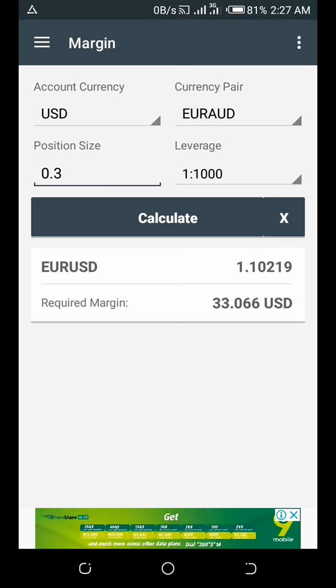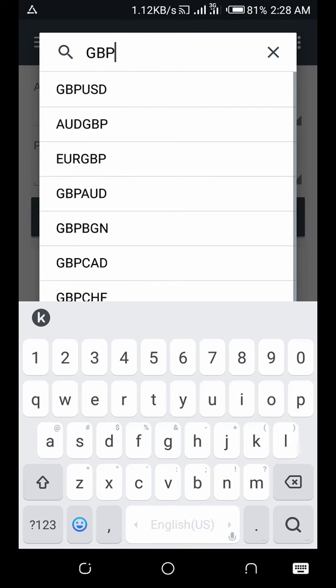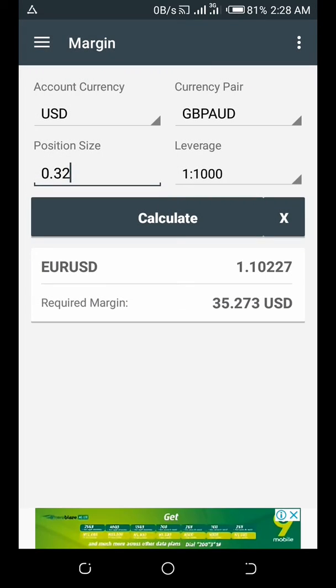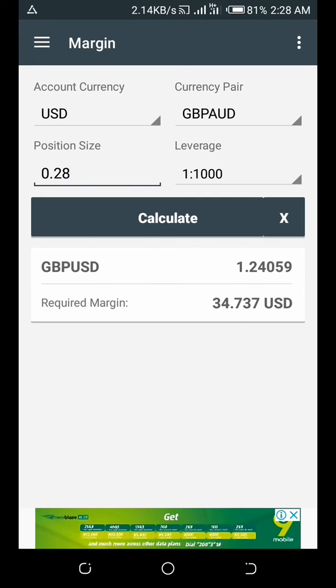So this one I can use maybe 0.32 to trade Euro AUD. Let me use another pair like GBP AUD. Let me see 0.32. Okay, I have 39. I can just use maybe 0.28 for my trading. So I've gotten the margin, the lot size.